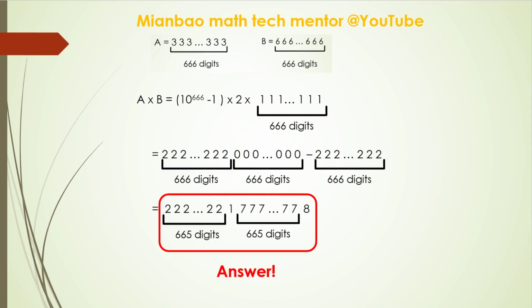Finally, A times B equals 2, 2, 2, and so on, 2, 2, 2, 1, 7, 7, 7, and so on, 7, 7, 7, 8, where there are 665 digits of number 2, and 665 digits of number 7. This is the answer of A times B.